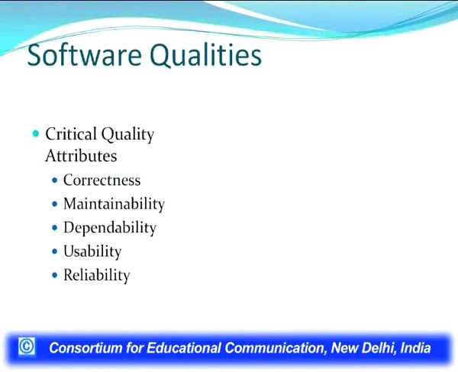Now software qualities. The critical quality attributes are correctness. Correctness is going to be a very critical quality of this kind of software.